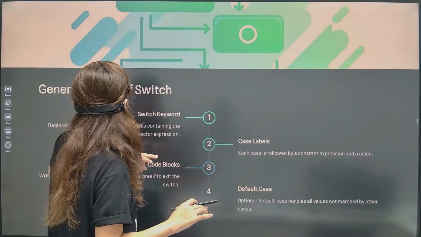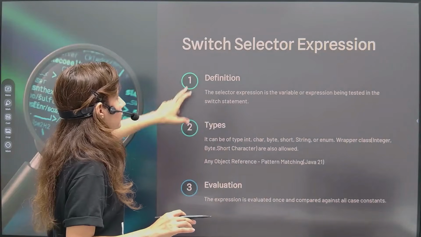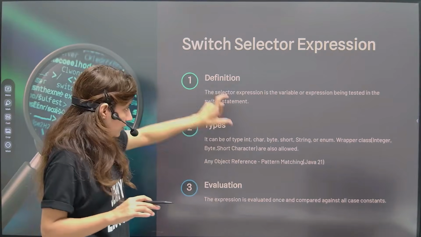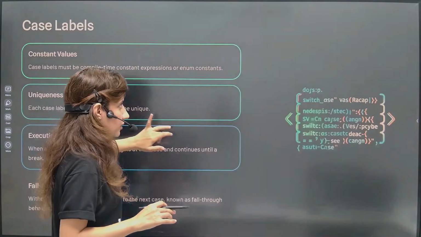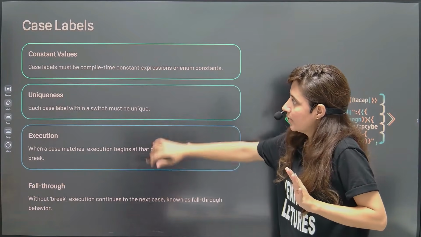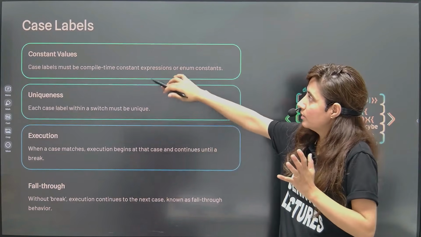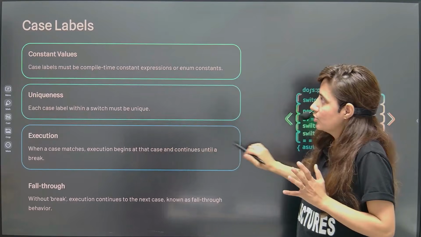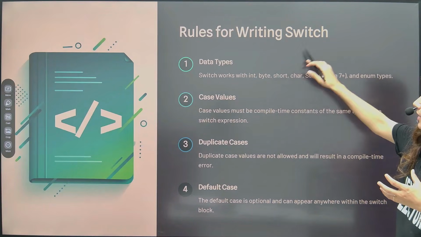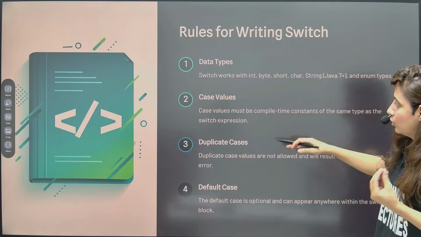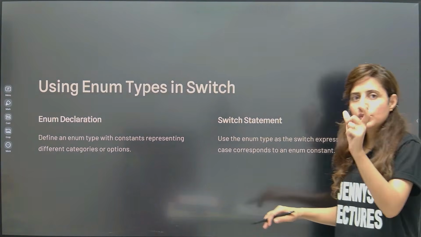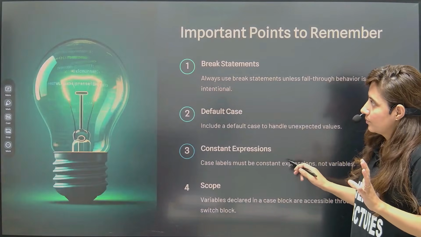Okay, this is the basic comparison. Syntax also we have told you, about selecting the expression. Everything, whatever is written there, I have told you with the help of proper examples. About the case label also, I have told you the fall through mechanism. The case label should be unique. Constant values are allowed. How execution is done, this we have discussed. There are some rules: what data types are allowed for switch and case values, whether duplicate cases are allowed or not, and what the default case is. This we have discussed. How to use enum types, I have shown you, right?